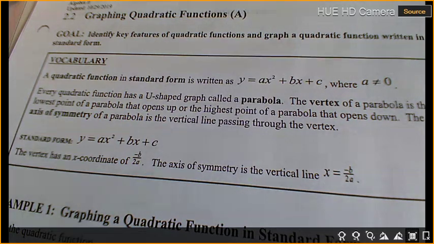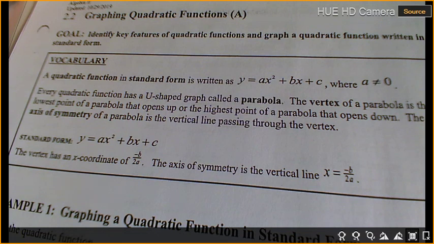Right, we are recording. We are looking at a quadratic function in standard form, which is written as y equals ax squared plus bx plus c, where a does not equal 0. Every quadratic function has a U-shaped graph called a parabola. The vertex of a parabola is the lowest point of a parabola that opens up, or the highest point of a parabola that opens down. The axis of symmetry of a parabola is the vertical line passing through the vertex.